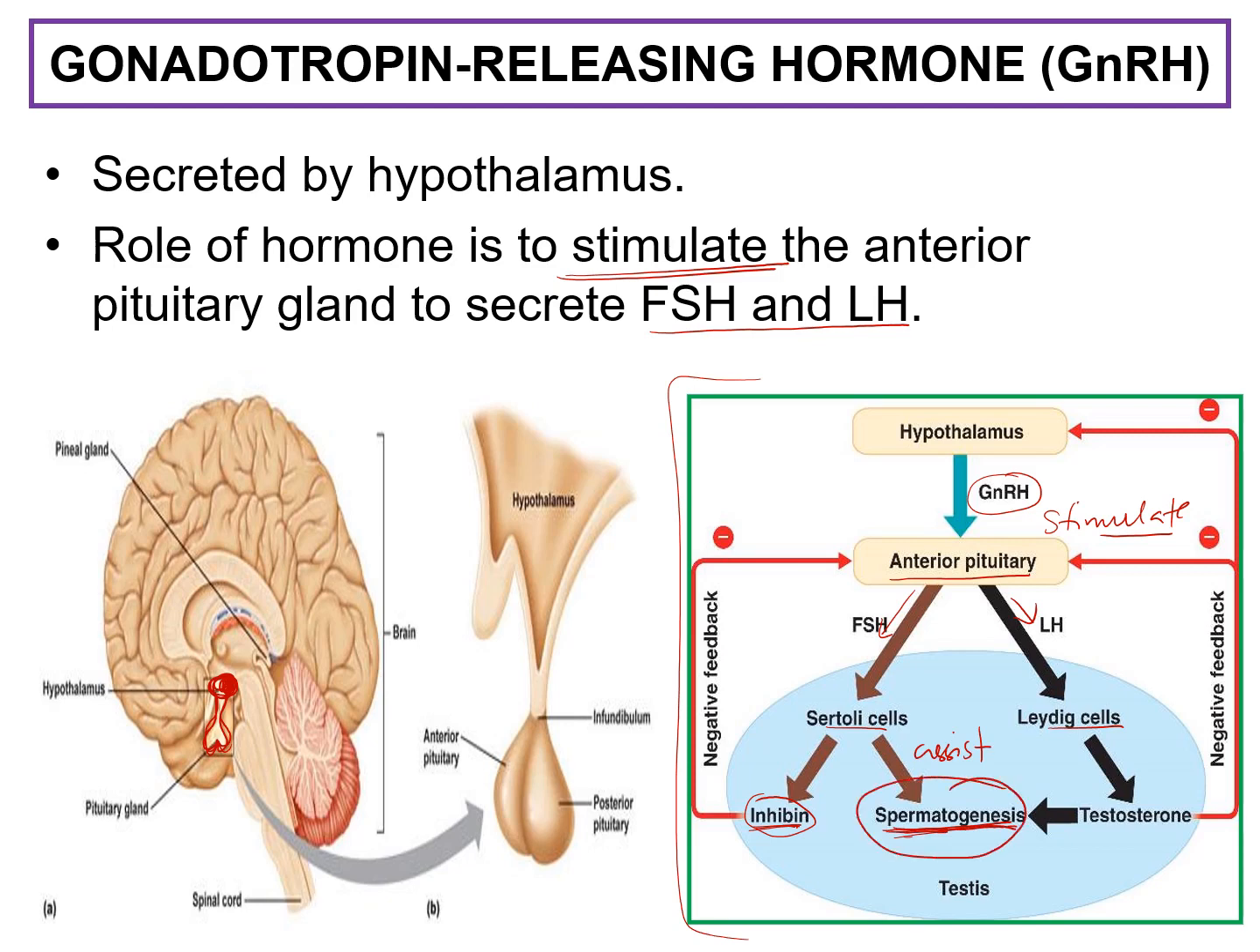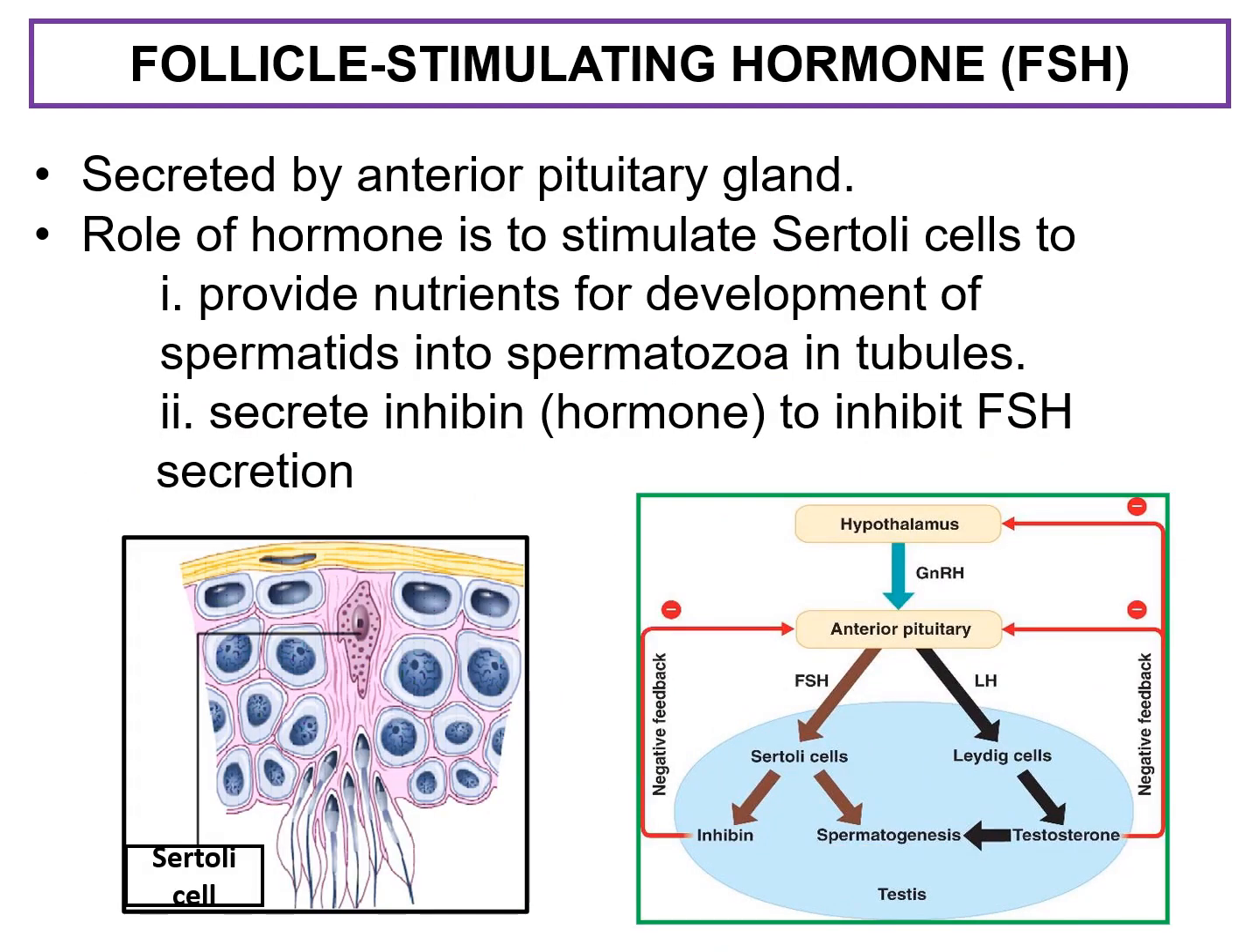So this is when the sperm is produced. Without the assistance of Sertoli cells, the production of spermatozoa or sperms might not occur, or it would not be in the correct order. FSH is secreted by the anterior pituitary gland to stimulate Sertoli cells. So what do Sertoli cells do? They provide nutrients for the development of spermatid into spermatozoa in the tubule. So this is a part of spermatogenesis.